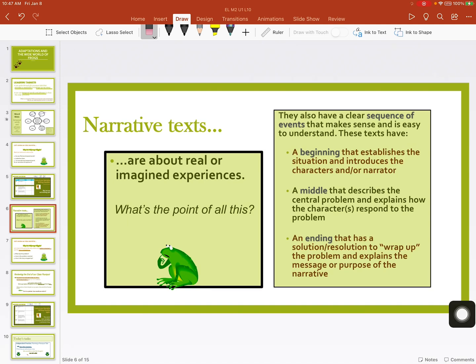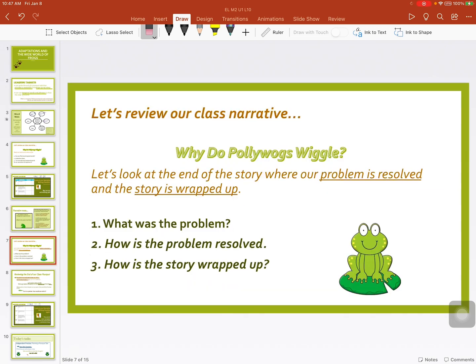Narrative texts are about real or imagined experiences. So they have a beginning, middle, and end. We have done this slide several times, so I'm not going to read it. If you want to, you can press pause and read it on your own. But again, we've covered this many, many times.